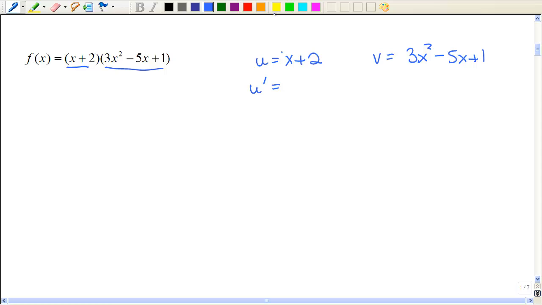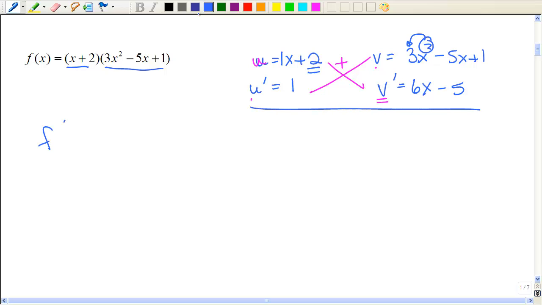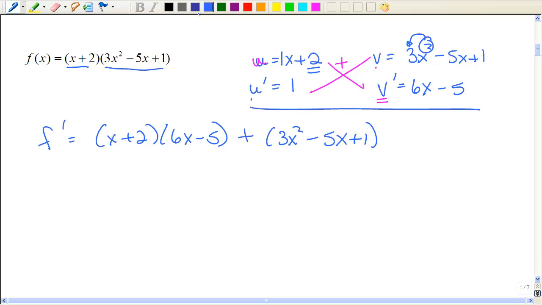Remember, there's a 1 in front, so that's just 1. The derivative of a constant is 0. Here, remember, we're going to bring down the 2 and multiply that. The product rule says to multiply the first one times the derivative of the second plus the second times the derivative of the first. This is just a really nice organizational way to keep up with your work. So I have x plus 2 times 6x minus 5 plus 1 times 3x squared minus 5x plus 1.